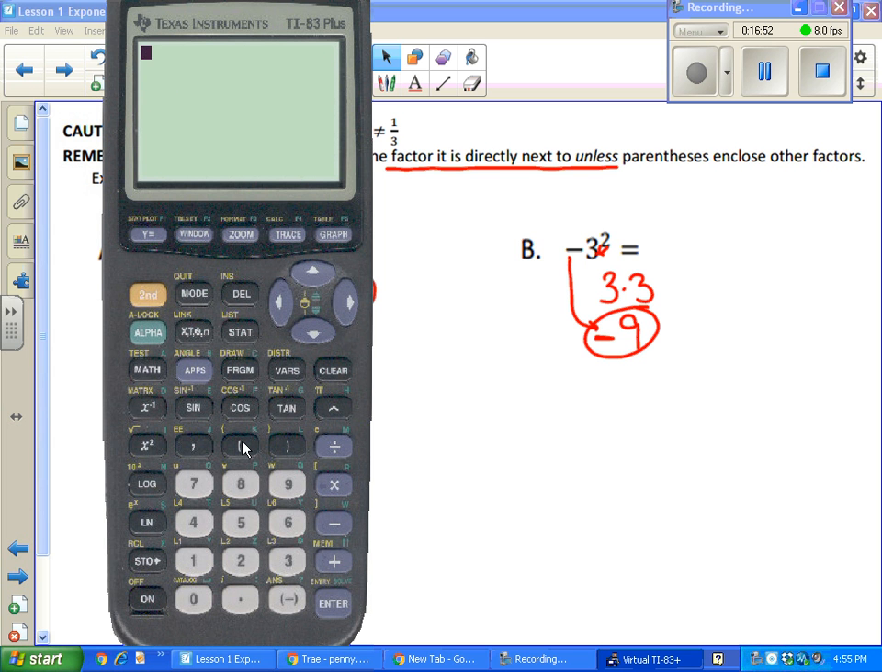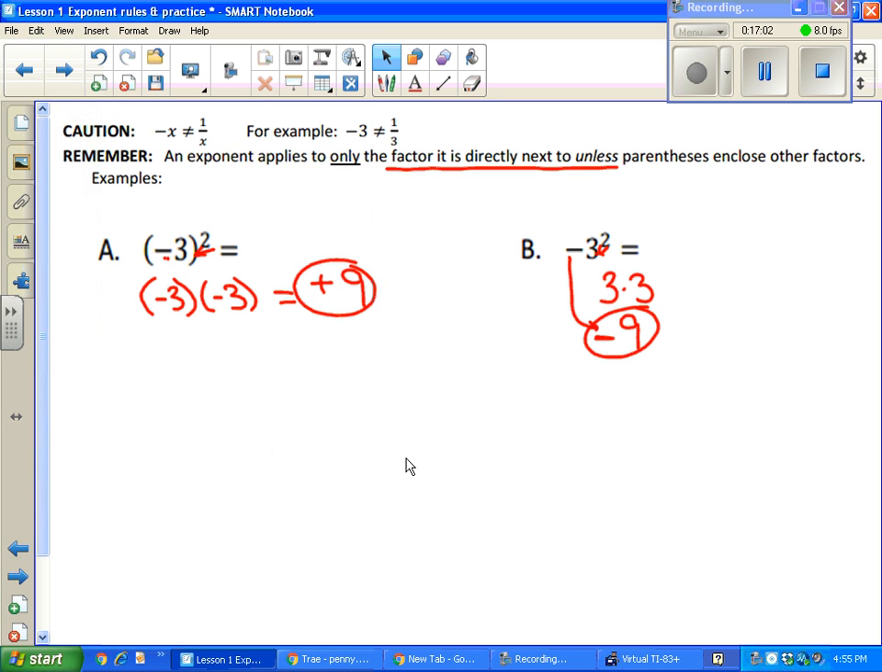If I say parentheses, negative 3, close them, squared, I get 9. But if I say negative 3 squared without parentheses, I get negative 9. It's all in how you interpret the answer. Here the negative stays with the 3. Here the negative does not stay with the 3. We simply do it last. You do the squaring, then you do the negative.